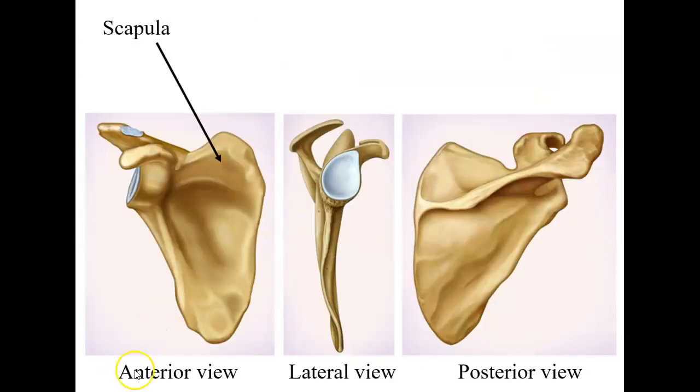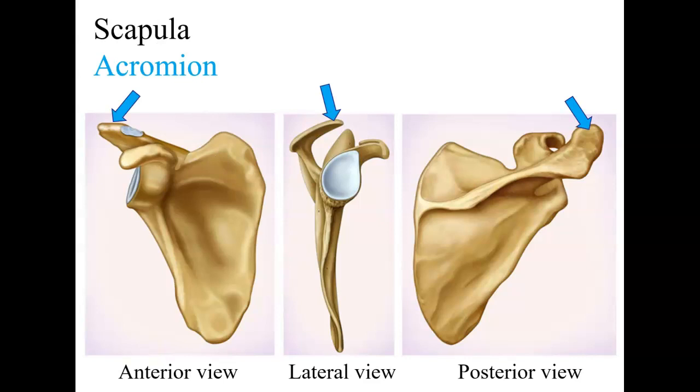So here's the scapula, and what I've done is I've included an anterior view, a lateral view, and a posterior view so we can see some of these bony landmarks a little bit more easily. So our first bony landmark is called the acromion. The acromion is kind of the point of your shoulder. It's the attachment point that it has with the clavicle. So you can see it in three different orientations here, and it's called the acromion.